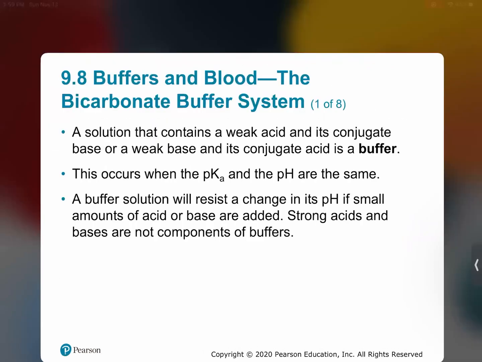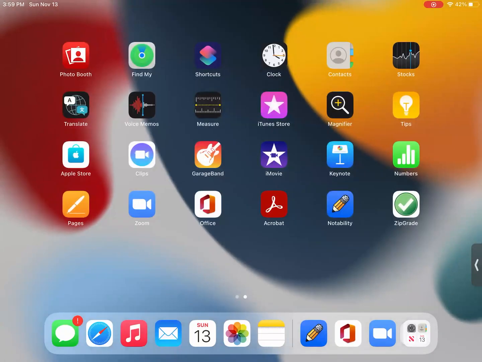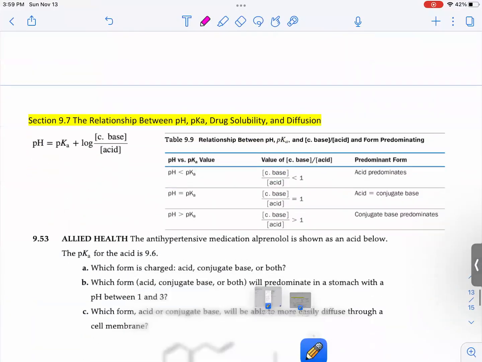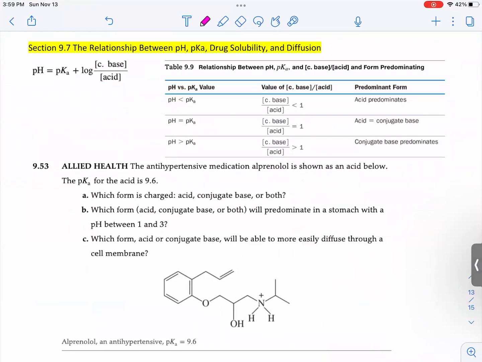So let's go over some problems. Let's see. Section 9.7. Okay, let's do 9.53. The anti-hypersensitive medication, alprazolam, is shown in an acid below. The pKa for the acid is 9.6. Which form is charged? Acid, conjugate base, or both?